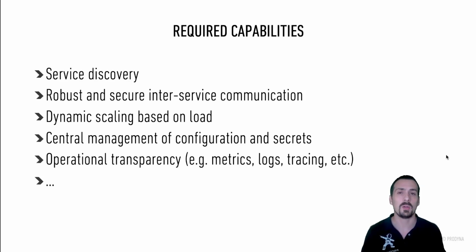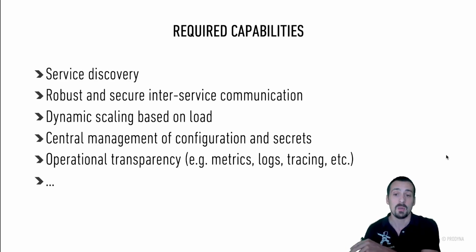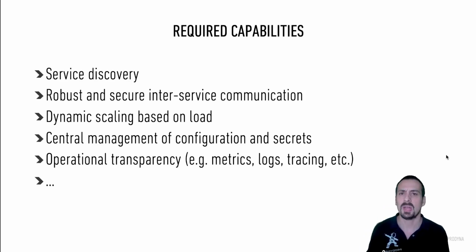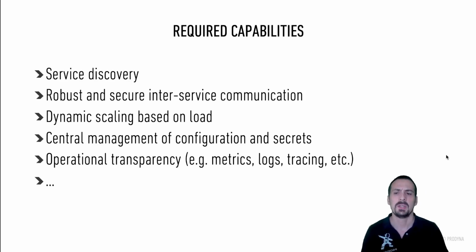Operational transparency also becomes a big issue because now everything is running all over the place. I need a single pane of glass to see what my services are doing, how they respond to requests, when something fails, where it failed. I need trace information, so I need to see which request went through this chain of different microservices. I need to access the logs of all the different services. So I need to do a lot of work to get this operational transparency into place.